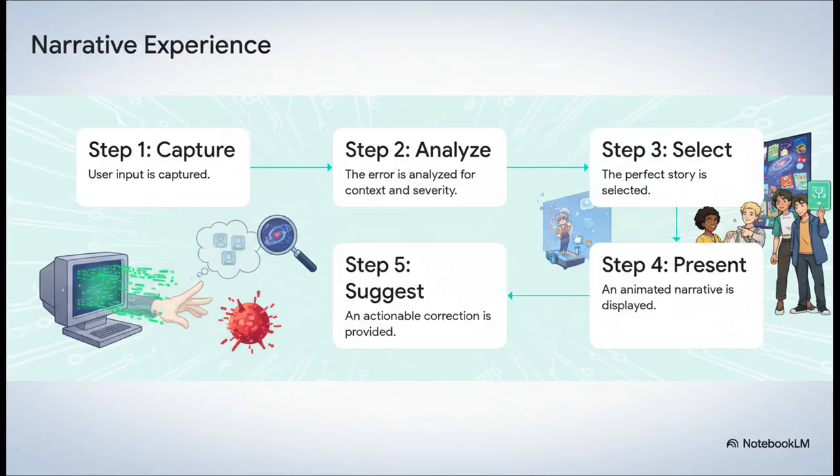So how does it actually do this? Well, the engine has this neat 5-step process. First, it captures your input. Then, it analyzes the error to figure out what went wrong. Based on that, it selects the perfect story to tell. It then presents that story as a little animation, right in your terminal. And finally, it suggests a real, actionable correction. It's this perfect little loop, taking you from mistake to mastery.